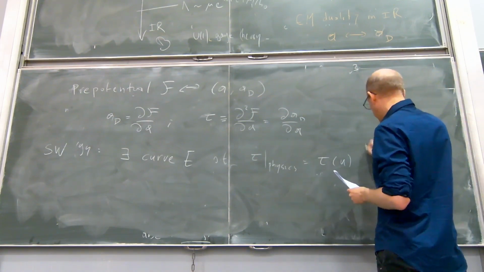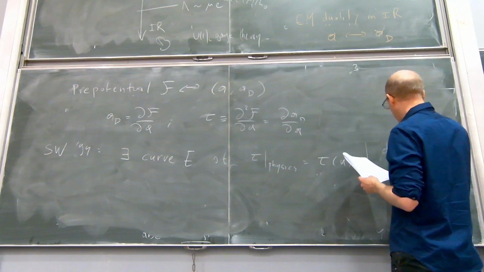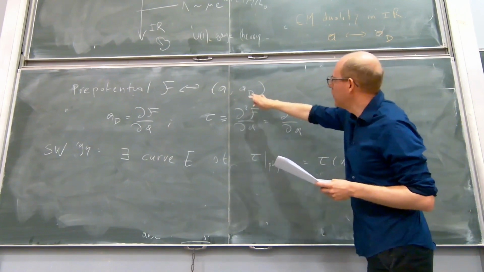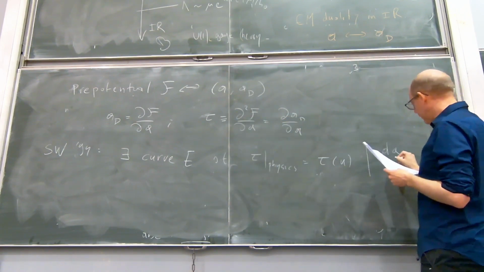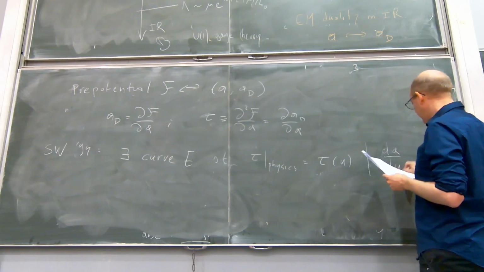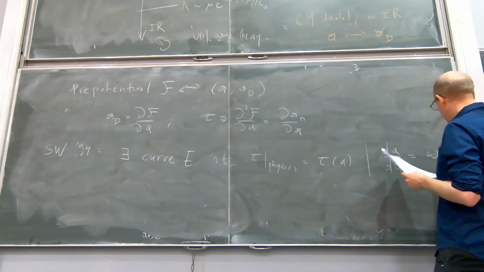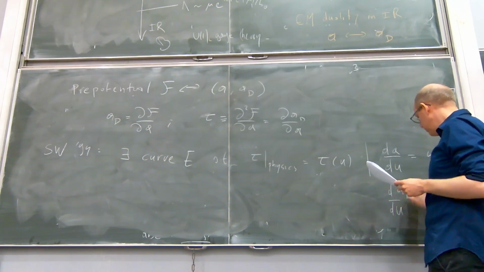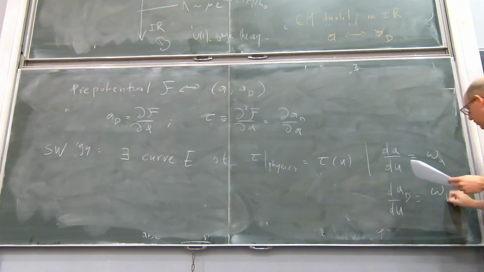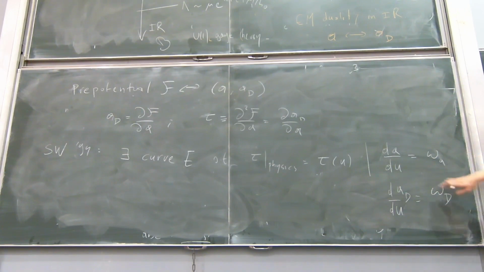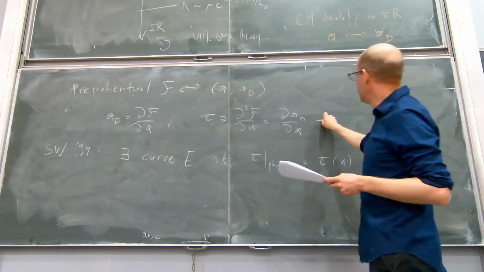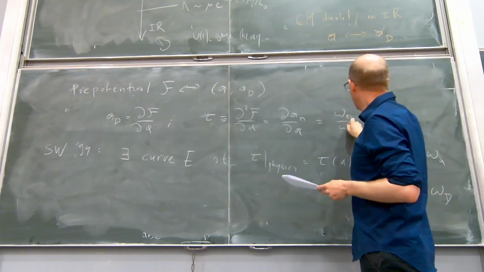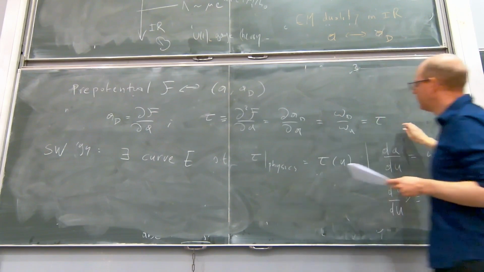So to have that, you will identify those a and a dual as periods of the curve. More precisely, the derivative da/du is what I called omega A earlier, and d a dual/du is what I call omega D. And so the derivatives of the physical periods are the geometric periods of the curve. And so in particular, tau is the same as omega D over omega A.